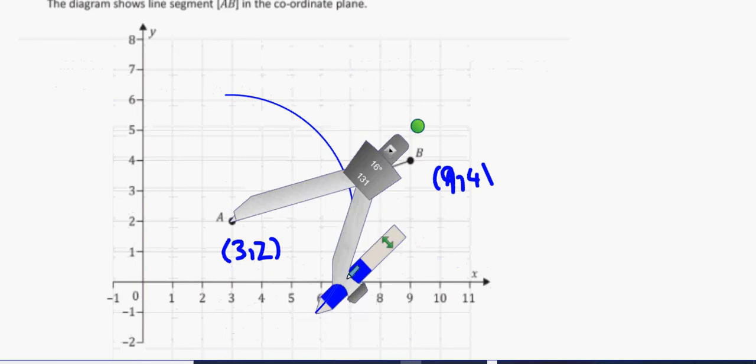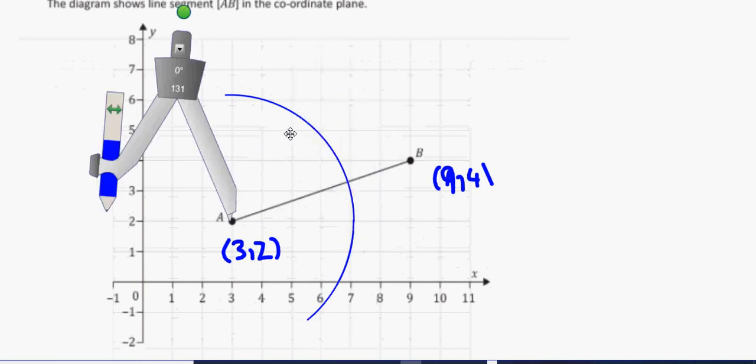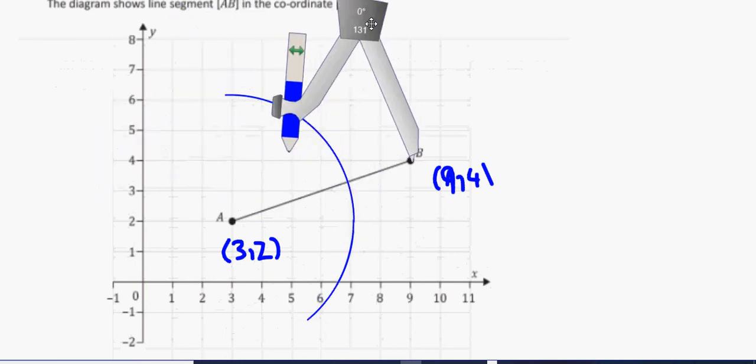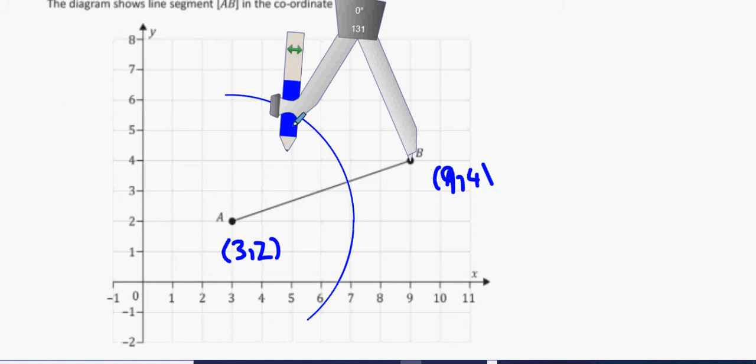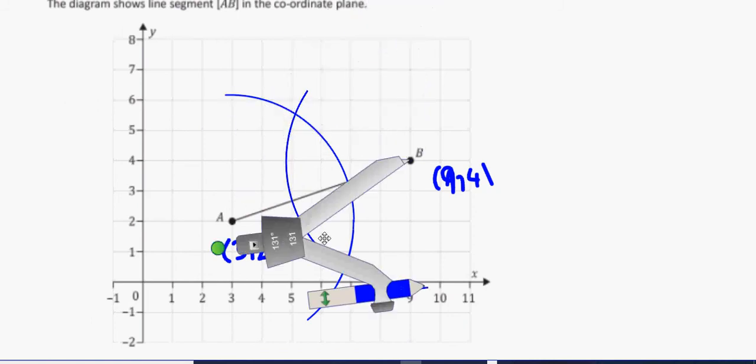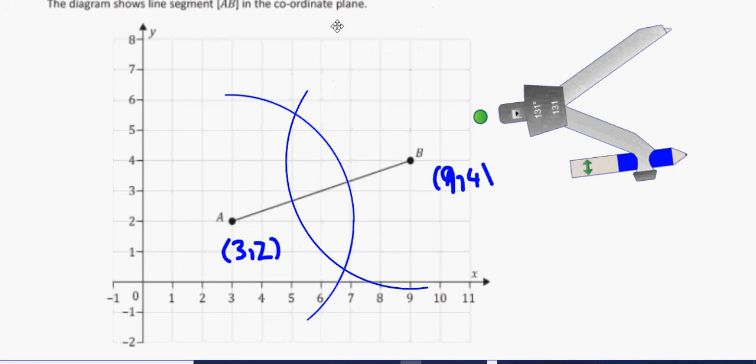Then you go to the other side. Keeping exactly the same distance you used on your first arc, you do a second arc. Now see where the two of them join each other? You put a line through the middle. And all of a sudden, the black line is perpendicular to AB and crosses through the midpoint of AB. The midpoint of AB is (6, 3).